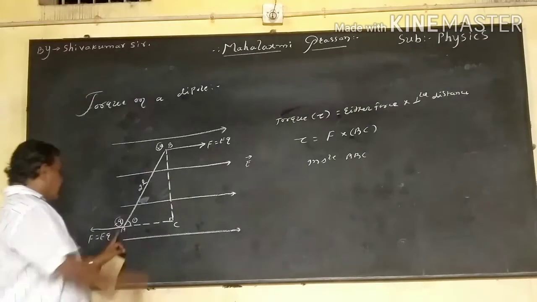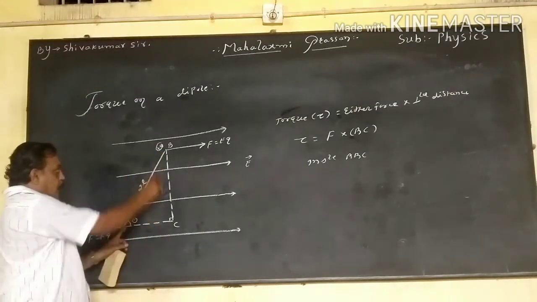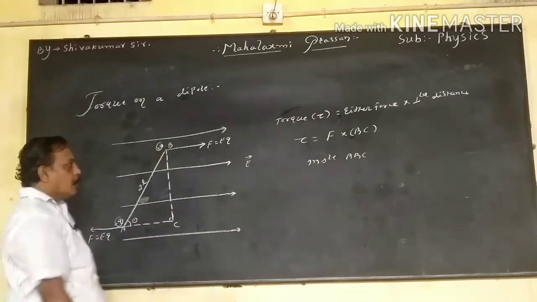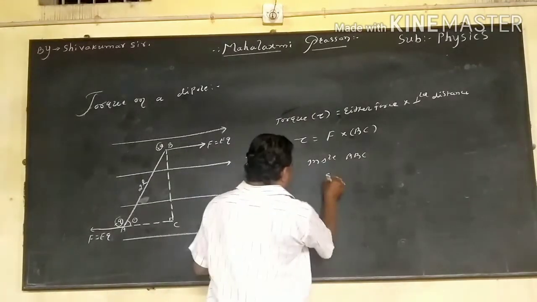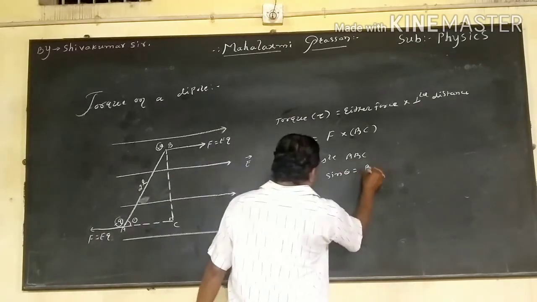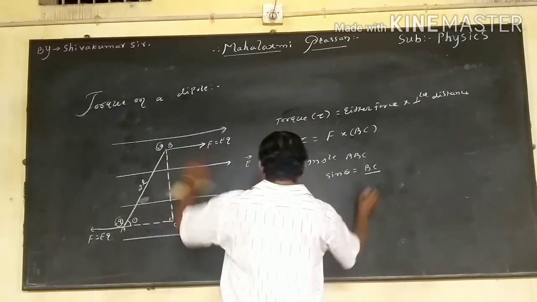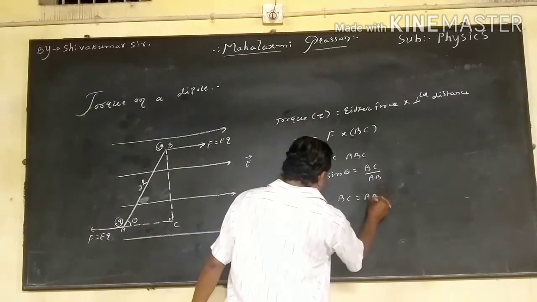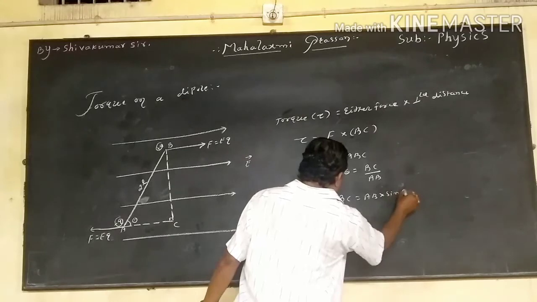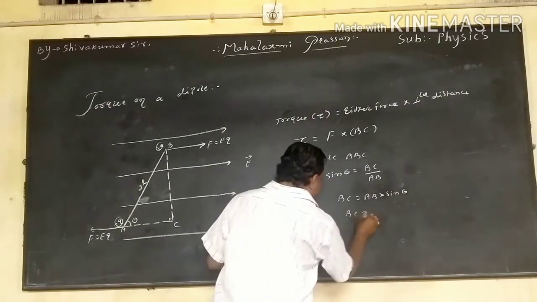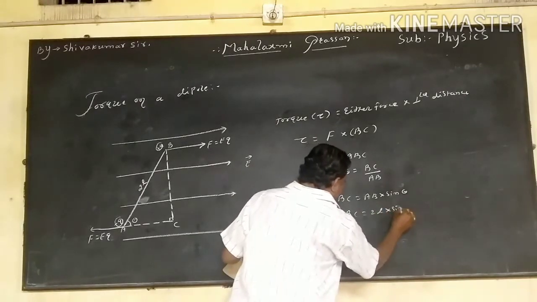I know this AB. For this triangle, this is the hypotenuse. For this theta, BC is nothing but the opposite side. So I go for sine theta. Sine theta equals opposite side BC by hypotenuse AB. Then BC equals AB into sine theta. What is AB? AB represents what? The dipole length 2L. So BC equals 2L into sine theta. Is it clear?